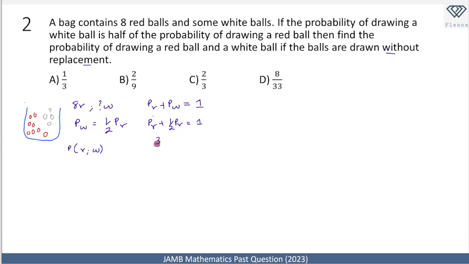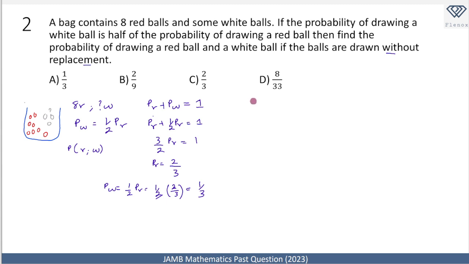So this is just 1 plus half is 3/2 probability of red is equal to 1. So the probability of drawing a red ball is just going to be what? 2/3. And since we've said that the probability of drawing a white ball is half of the probability of drawing a red ball, that is just going to be half of 2/3. So the probability of drawing a white ball is what? 1/3, because this cancels out this.